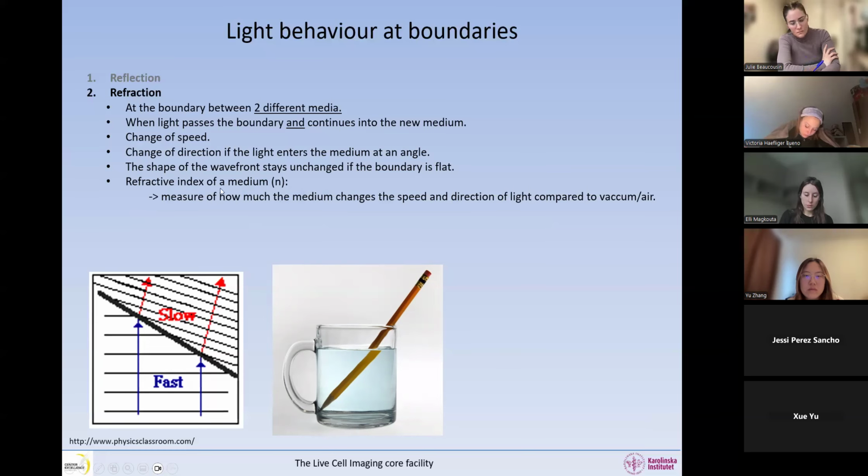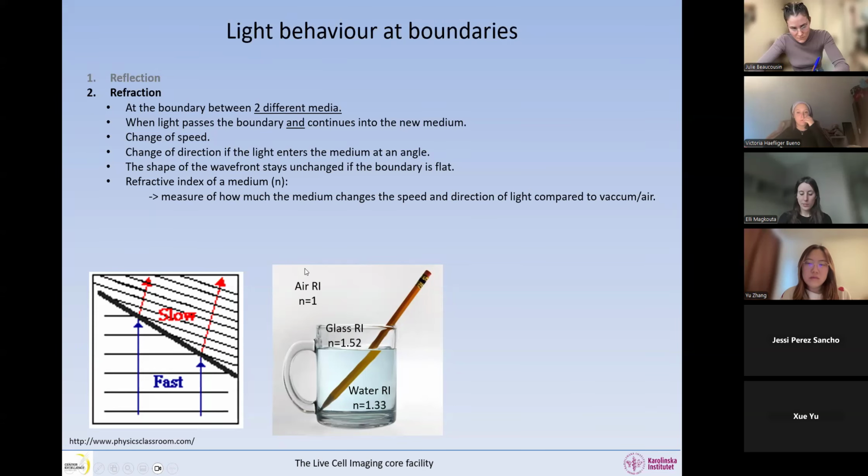And we have now something that we have heard before, the refractive index of a medium. It's always abbreviated as n, a small n, like this. So it's the refractive index of this medium. It is the measure of how much the medium changes the speed and the direction of light compared to air or vacuum. Okay, so we can calculate this, and in here we have the reference, which is air. So n equals 1. This means the refractive index of air is 1.